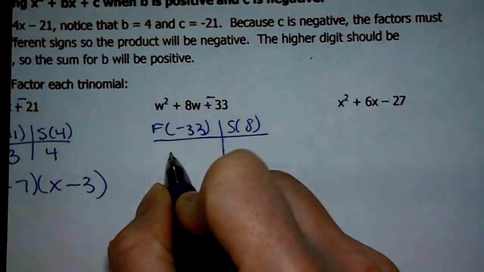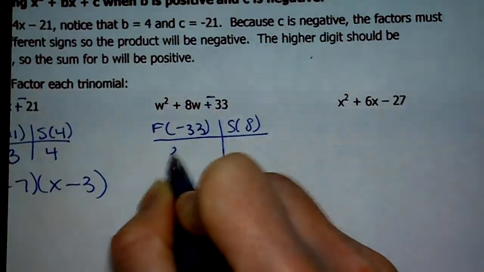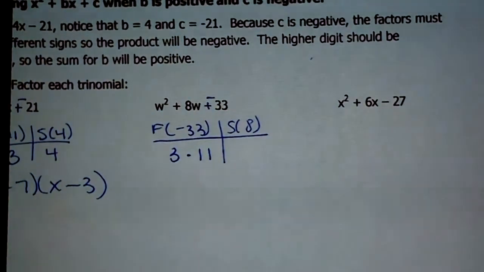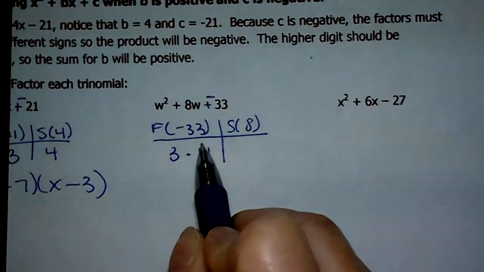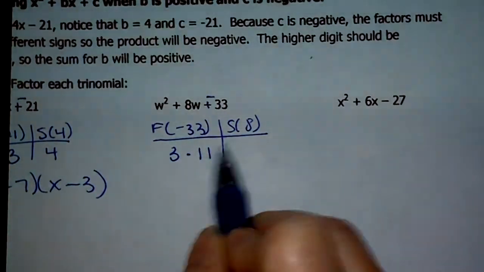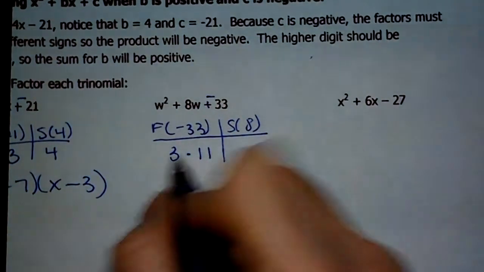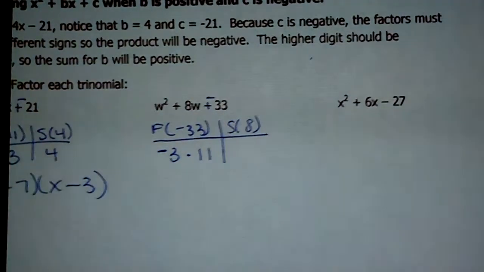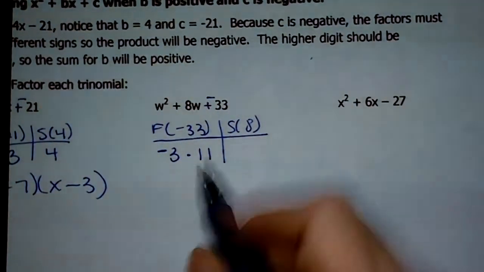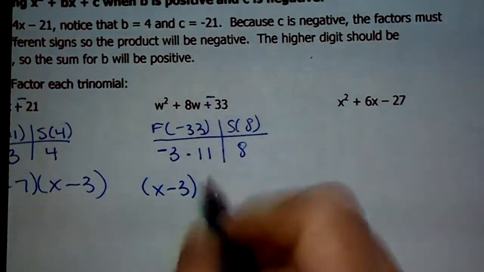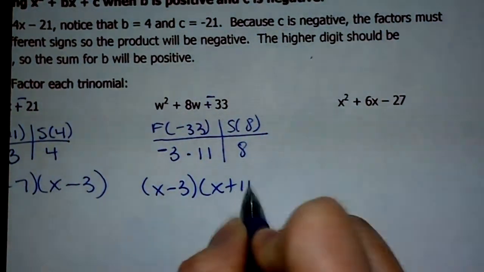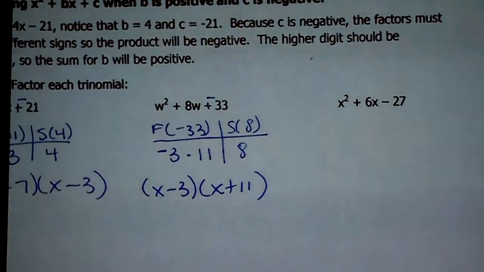So I'm going to go ahead and multiply my 3 and my 11 here. And I know that one of these has to be negative to get a negative product. And I know that the lower digit needs to be negative so I can get a positive sum. All right. So I put the negative with the 3. Negative 3 plus 11 is a positive 8. That means my resulting expression will be x minus 3, x plus 11. And if you wanted to write x plus negative 3, we have discussed the fact that that is totally fine.